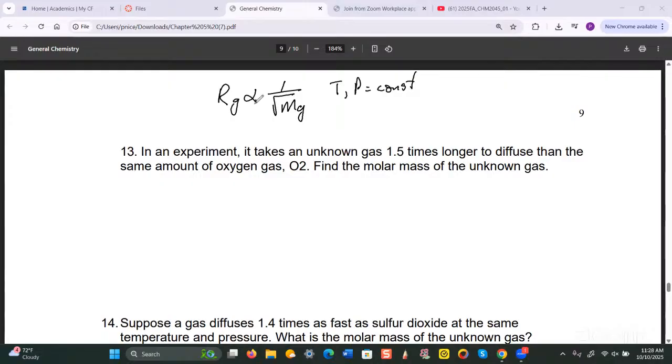But one key thing you need to remember is that because of that relationship, you can conclude that the heavier the gas, the slower will be the rate of effusion, provided again that the temperature and pressure are constant, right?